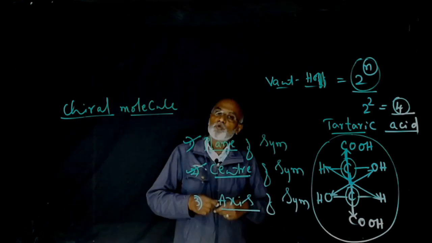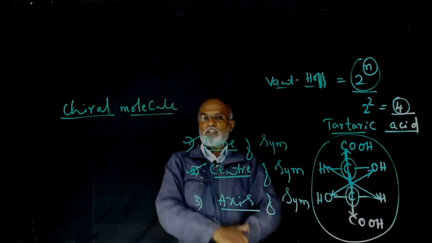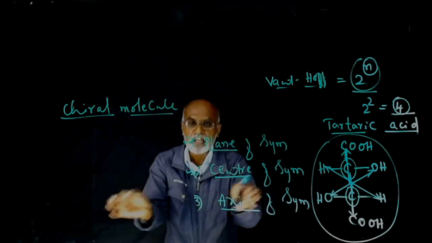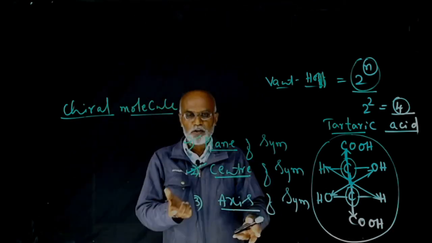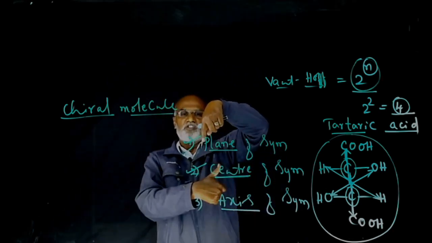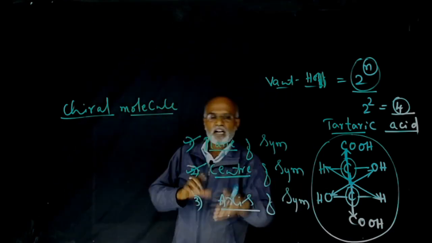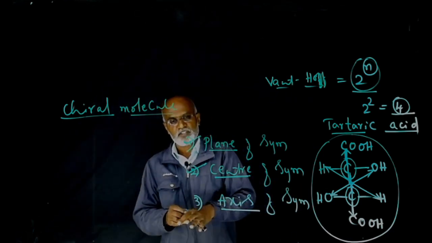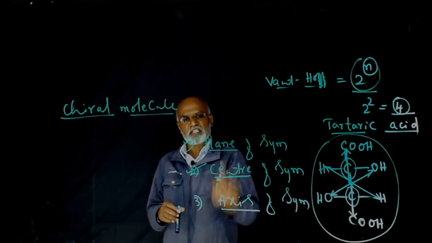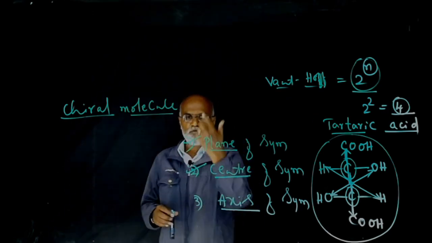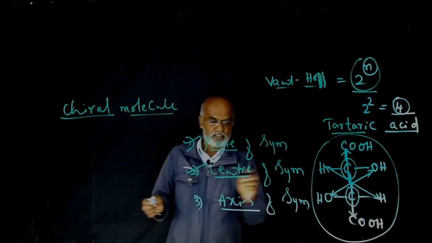So to say that the molecule is having an axis of symmetry, the similar atoms or groups must reappear within 360-degree rotation. Within 360-degree rotation, when the similar atoms or groups reappear, when we rotate a molecule around one particular selected axis, then we used to say that the molecule is having an axis of symmetry.